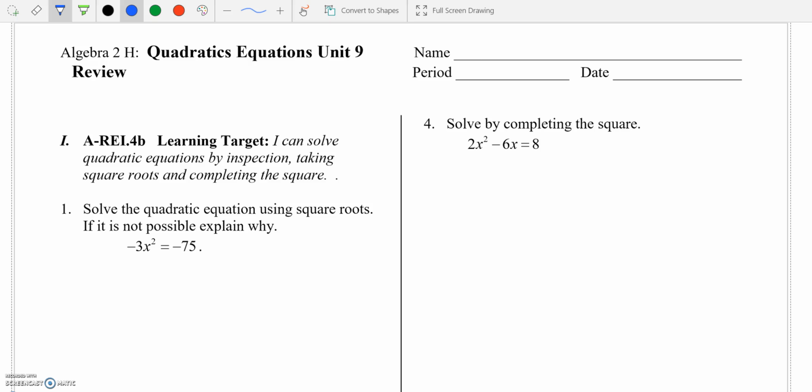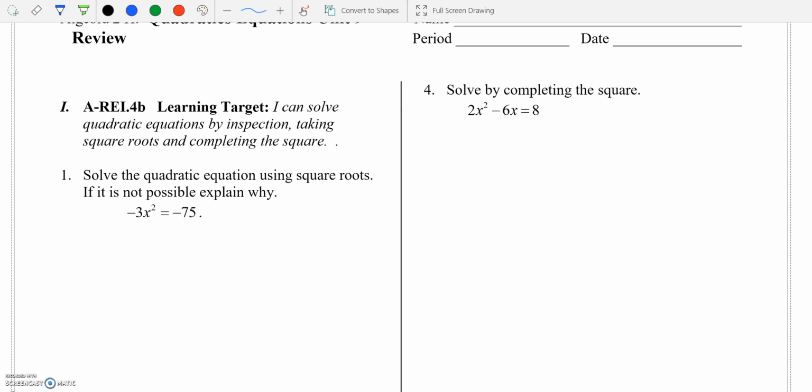Alright, here's the Unit 9 review for the test on Monday.